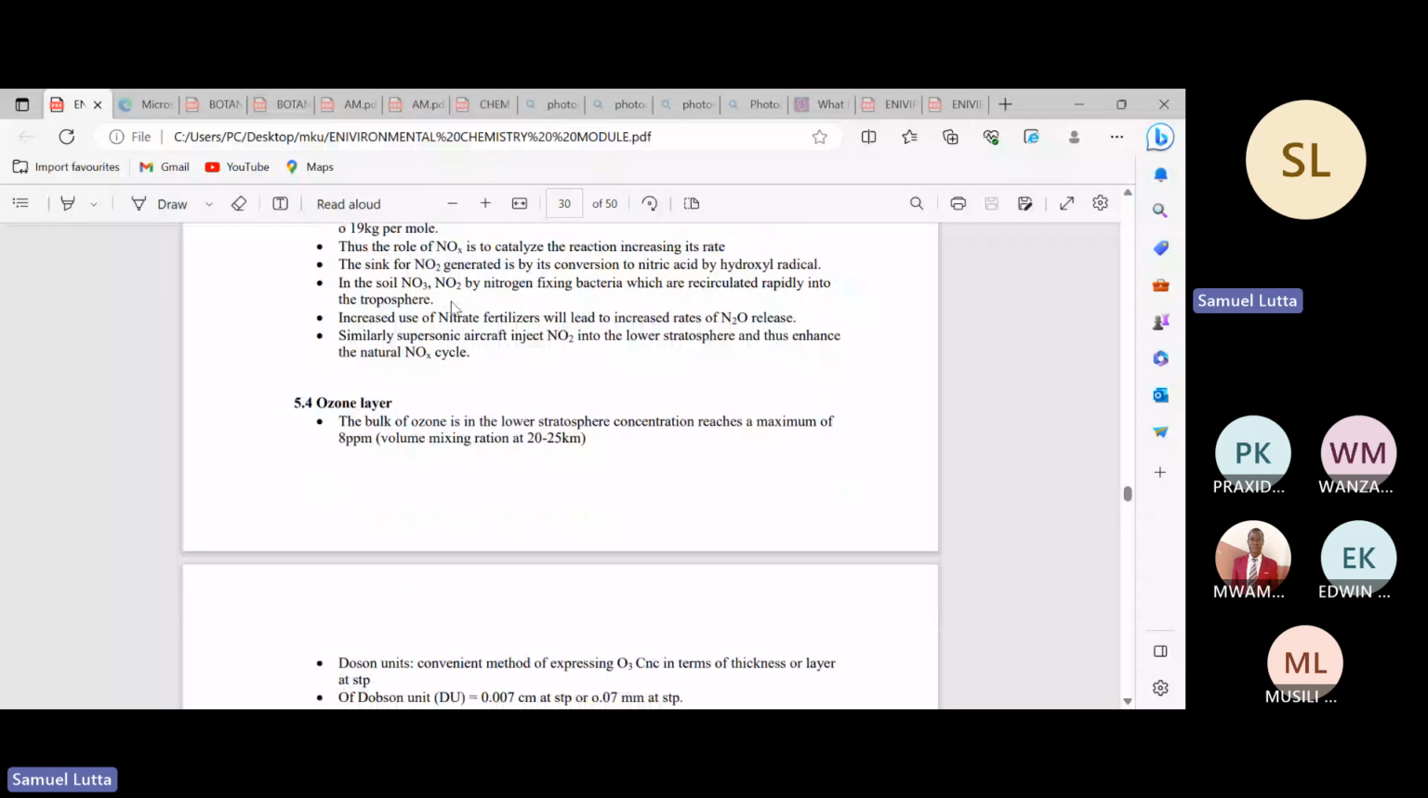So for this that is generated, it can be converted to nitric acid, as we saw up there. And in the soil, there are some bacteria that can convert NO3, NO2 into things like ammonia, and then these are taken up by the plants. If we continue to use nitrate fertilizers, these also tend to increase the release of nitrogen oxide from the atmosphere. Similarly, when aircraft release the same, they can also enhance the nitrogen cycle.